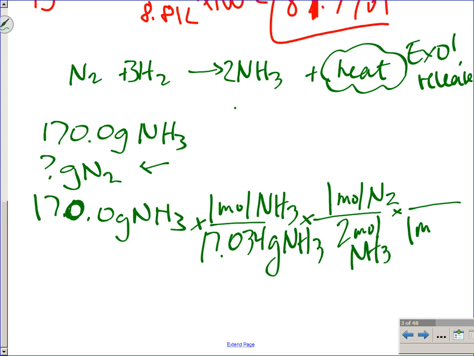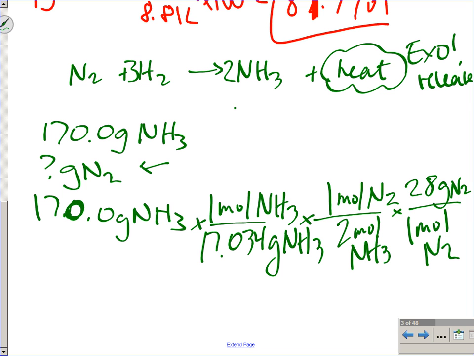Put 1 mole of nitrogen on the bottom, which is, look at the periodic table, it's right in front of you. You guys like to guess. I think it's like 2. That's just plain old nitrogen. 28 grams per mole because it's diatomic nitrogen.